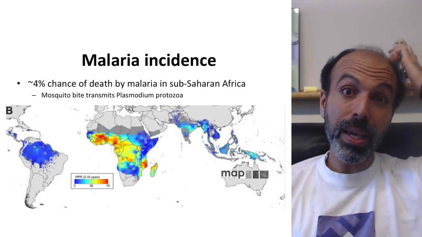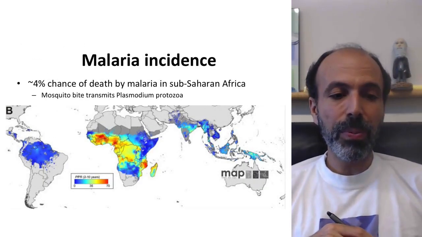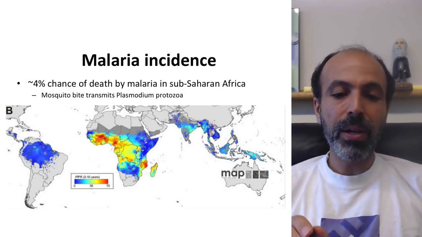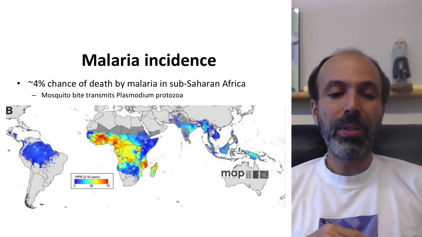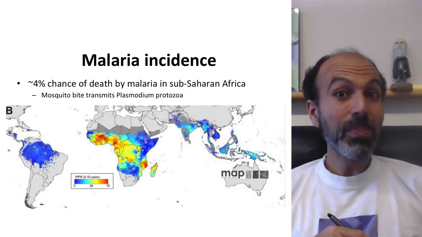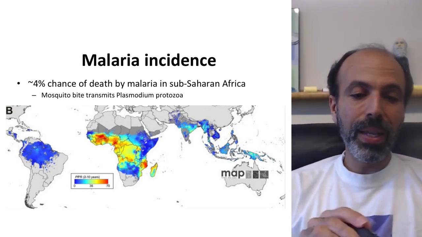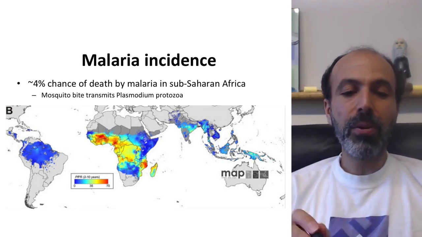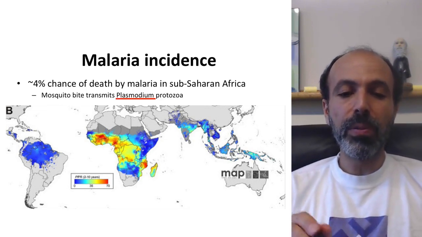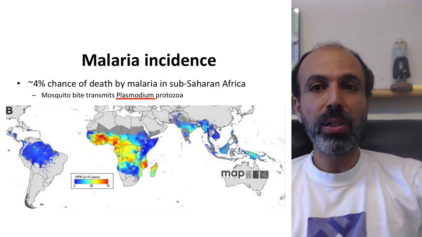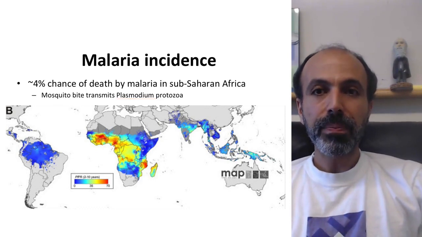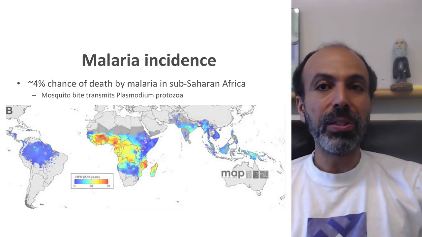Malaria is a big threat for a large part of the developing world. In fact, in places like sub-Saharan Africa, your odds of death by malaria are around 4%. That's pretty high overall. Now, malaria is transmitted by mosquito bites, which are giving this Plasmodium protozoan, which is what actually causes malaria. Now, how does this relate to sickle cell anemia?